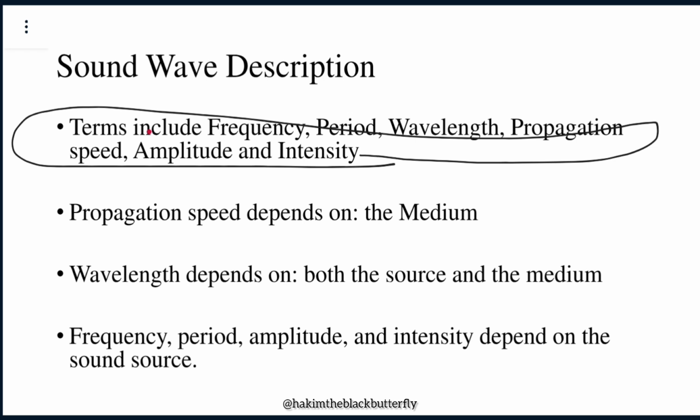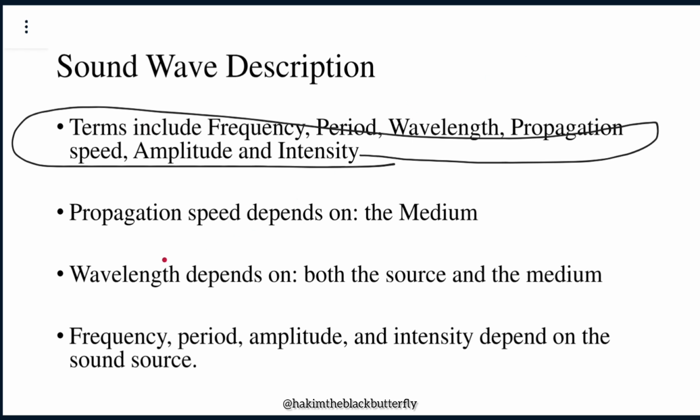Period, how long this object vibrates one time. That will be the period. So it's the time it takes to create one cycle. Amplitude implies the energy of the beam. How far does an acoustic variable get away from its equilibrium? That is the amplitude.